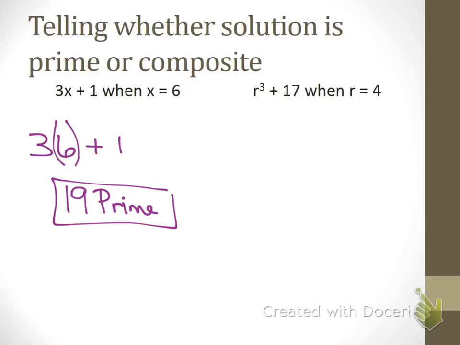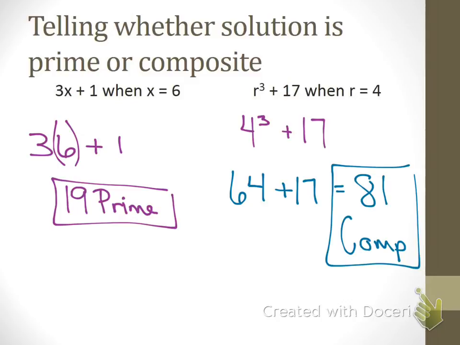All right, I want you to test r to the third plus 17 when r equals 4. All right, guys, so when I substitute and solve, I get 81, and 81 is a composite number. Who got it right? Awesome. Good job, guys. All right, and I believe that is everything you need to know for 4.1.